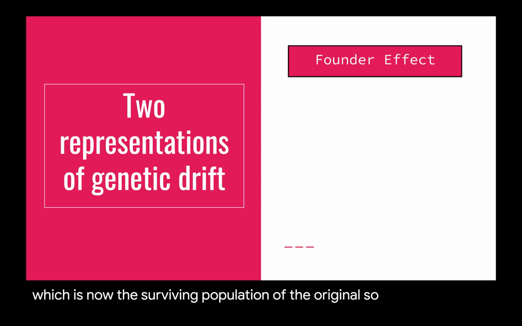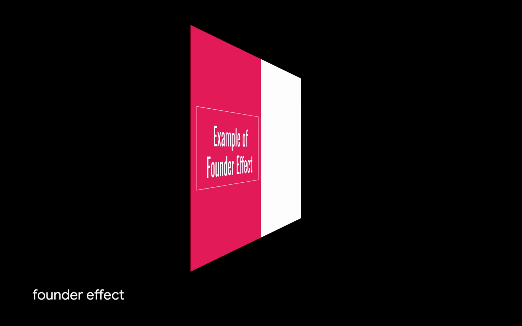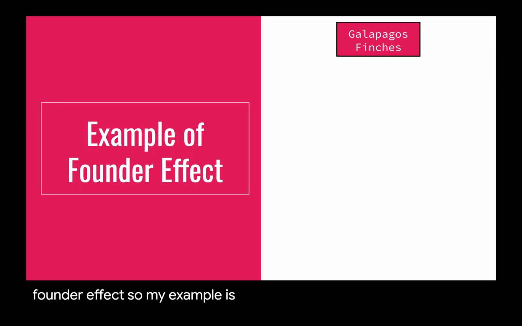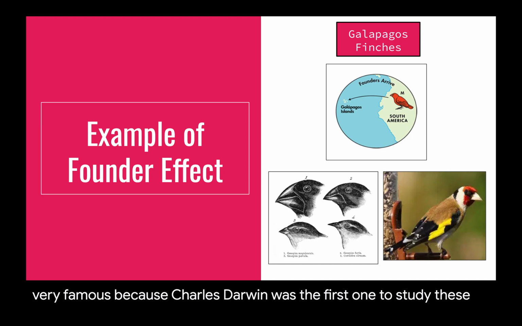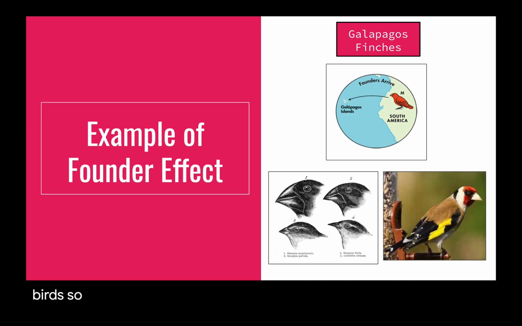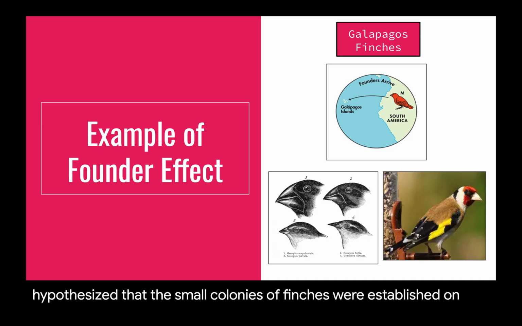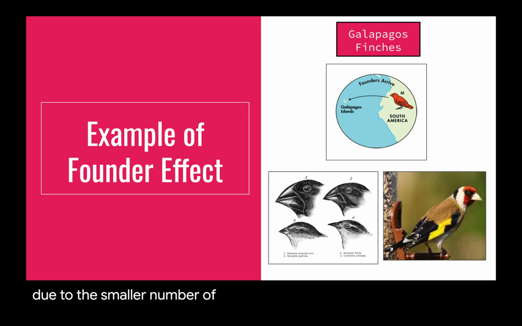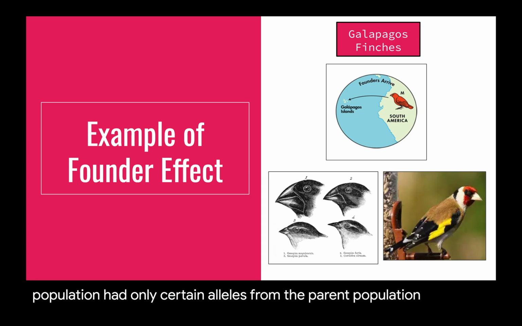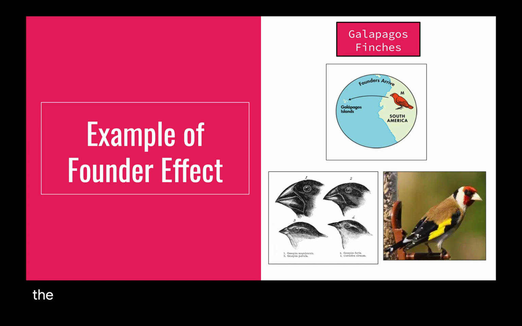So, now we have the founder effect. My example is the Galapagos finches, which is very famous because Charles Darwin was the first one to study these birds. These finches have been studied for a long time, but it is hypothesized that small colonies of finches were established on each island when storms carried them far away from the coastline. Due to the smaller number of finches that arrived at each island, each population had only certain alleles from the parent population. Over time, the populations varied greatly, both in their size and their roles, and filled the ecosystem.